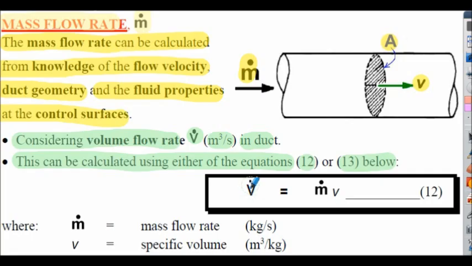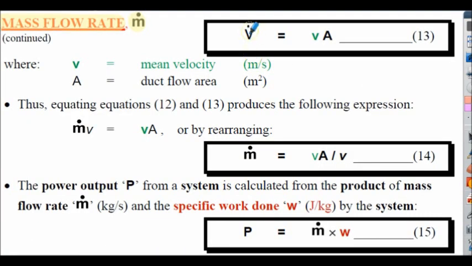Here's equation 12: V dot is equal to m dot multiplied by specific volume, as equation 12. Note the unit for m dot, mass flow rate, and unit for a specific volume. This is equation 13, calculating the volume flow rate, this time using the mean velocity of the fluid multiplied by the area of the duct, mean velocity having the unit of meter per second, cross-sectional area of the duct having the unit of meter squared.